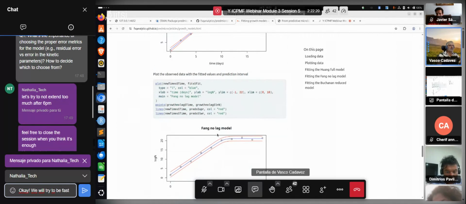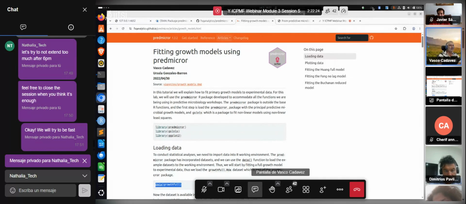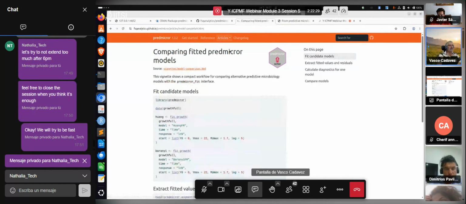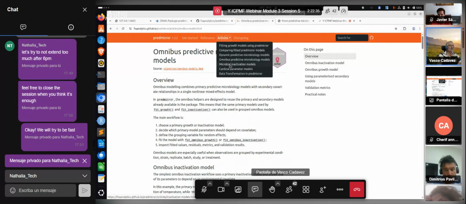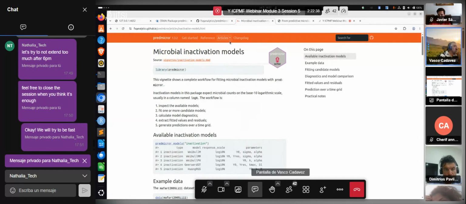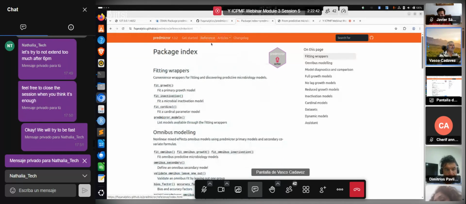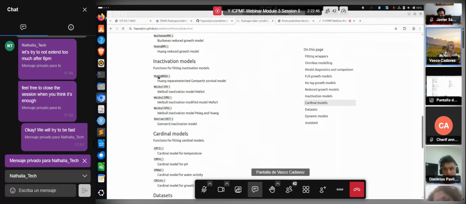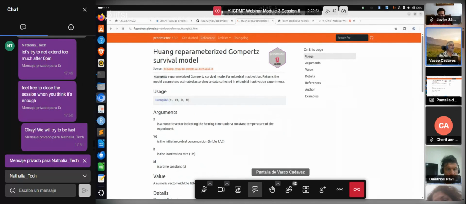This is a little bit different from what I explained today, but you have examples for growth, for comparing predicted models. You also have for dynamic, for omnibus, and also for microbial inactivation and for cardinal. So this is open. You can read it and check it. For the functions, you have the manual. All the functions have an explanation and an example of how to use it.